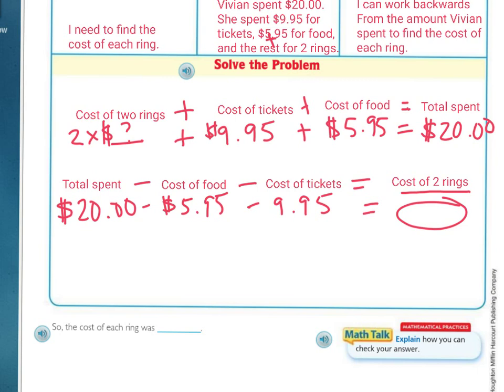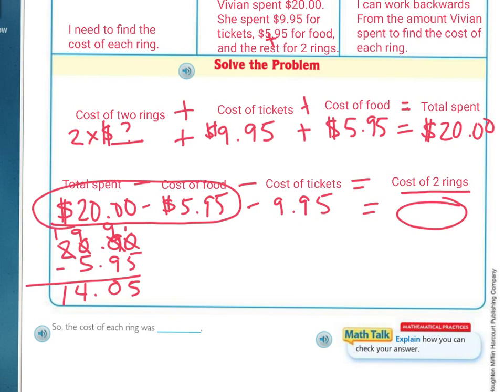So if I take my $20, and I subtract the $5.95. I can't take 5 from 0, or 9 from 0, so I make that a 10. I have to borrow from here, making it a 9. I have to borrow again, making it a 9, and borrow all the way in the tens place. So now I have 10 minus 5 is 5. 9 minus 9 is 0. 9 minus 5 is 4, and 1 minus nothing is 1. So I have 14.05, so that's what I got when I minus these 2.